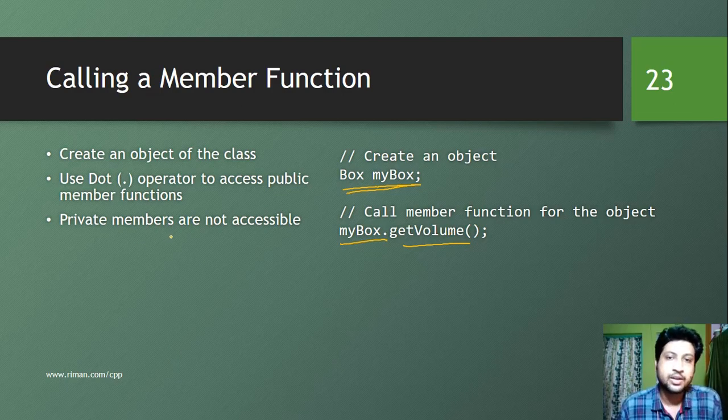But if some members or functions are private inside the class, we cannot access them using an object. They are only accessible within the class. That means within the class definition, private members are accessible. So if you want any function to be accessed from outside the class using an object, you must create that function under the public section of your class definition.